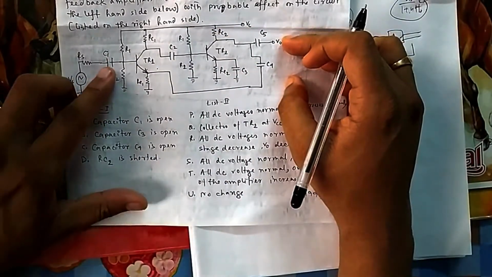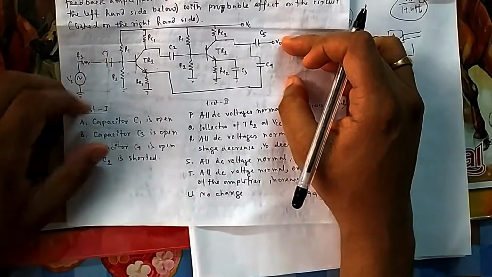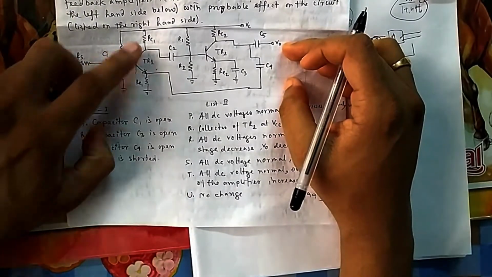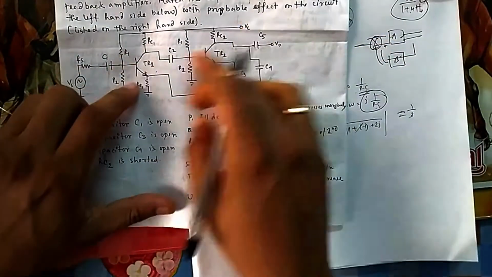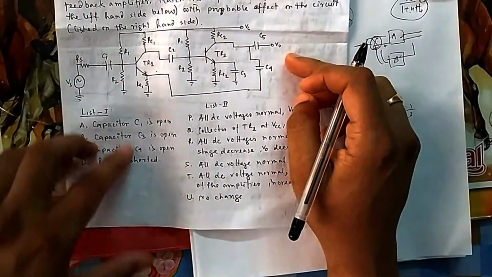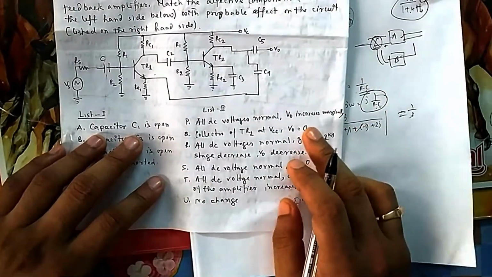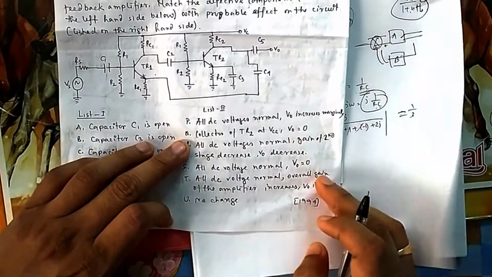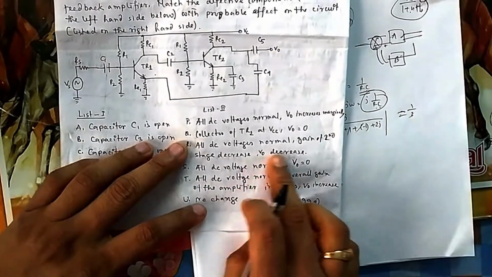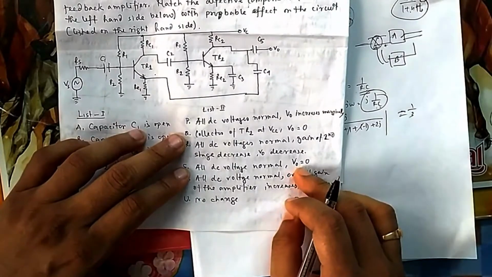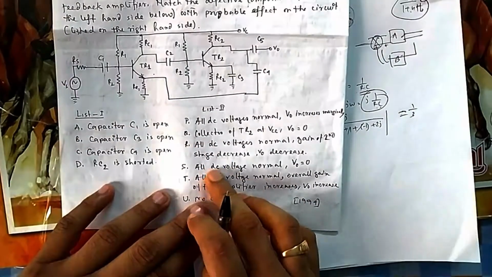Now if you remove this one, no input will be there, so obviously no output will be there. But DC biasing will be intact because DC voltage is there, so it will be biased. So V0 should be 0, that is my first. Here the options are V0 is 0, decrease, increase, no change. So V0 is 0, so either Q or S. Now let us read what Q and S are.